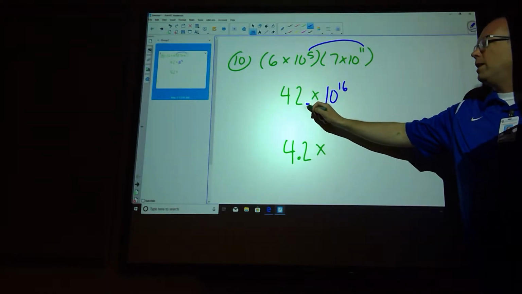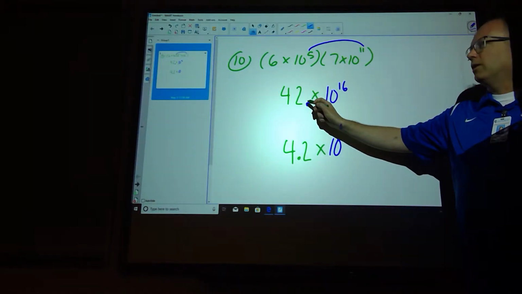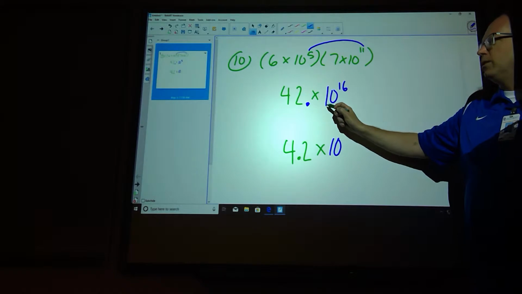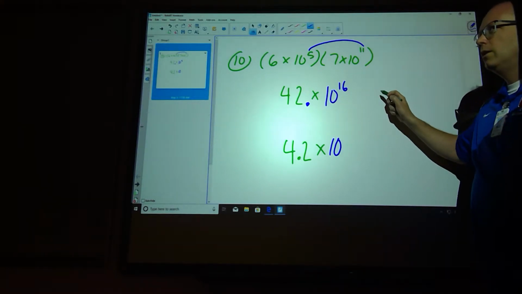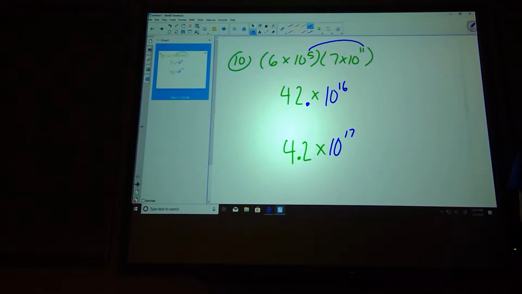So the decimal's right here, right now. Let's think about this. If I have to move this and give me 16 zeros, it has to be 17, yeah. Oh, okay. What else would you like to see? Wait, what do you mean by it has to be 17 instead of 16?